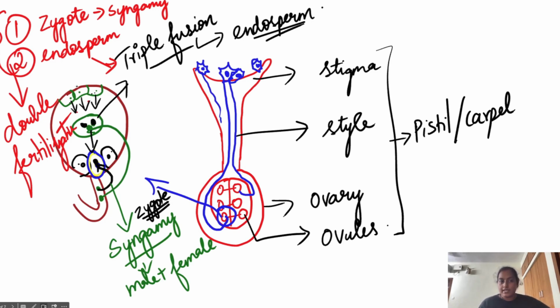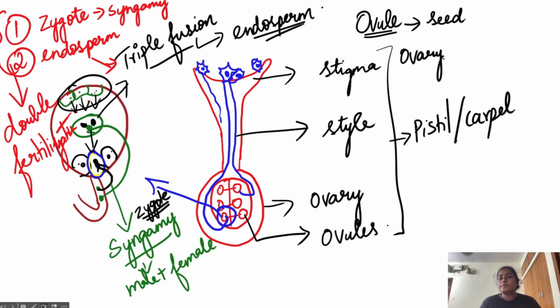What about the antipodal cells? These cells are going to provide nutrition to the endosperm. Endosperm is going to provide nutrition to the zygote. Simple as such. Now what happens? The zygote will become the embryo, and that structure becomes the seed. Basically, a very important board examination question, NCERT question: ovule becomes the seed, and what happens to the ovary? Ovary becomes the fruit.